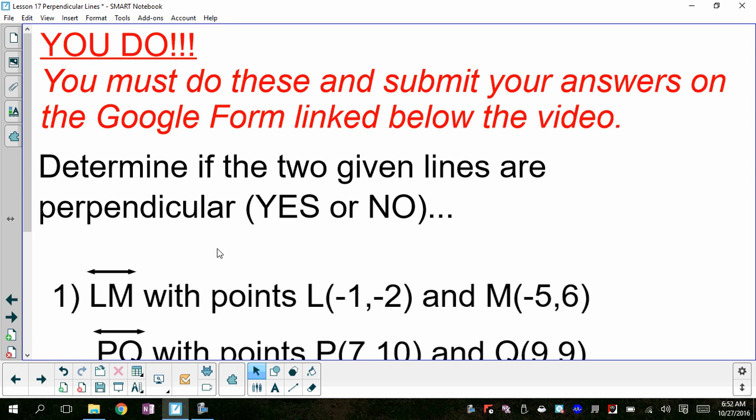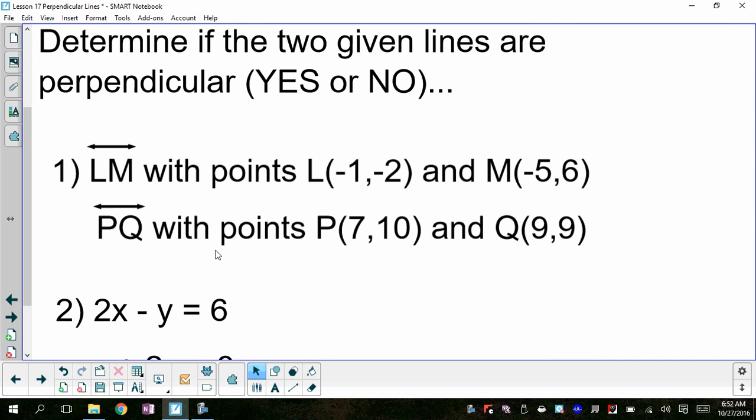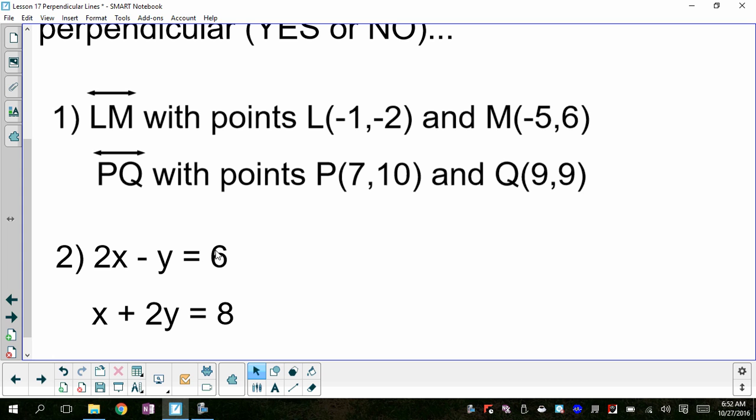So two you-dos for you to do. Use your notes as a guide, and make sure you submit your answers using the Google form.